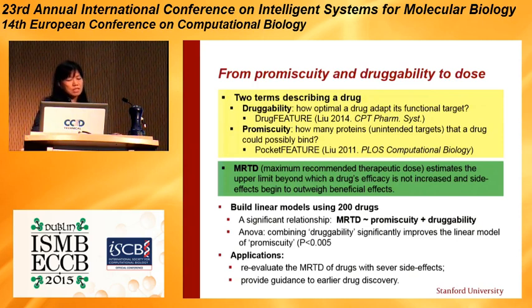So then we want to build a linear model of these two terms to determine the dose. We have a collaborator at the University of New Mexico, Tudor. He collected the dose data for us, about 200 drugs. So we plug the dose data into the promiscuity and the drugability, where we're able to find a significant linear relationship. And then we also found that combining two terms is better than one. Using this linear model, we're able to reevaluate the dose of drugs where severe side effects are found, and then provide guidance for drug discovery.